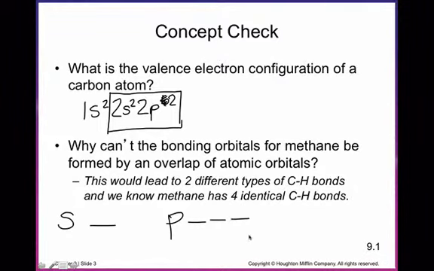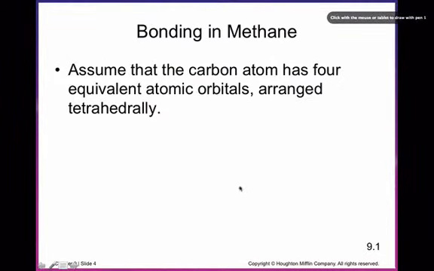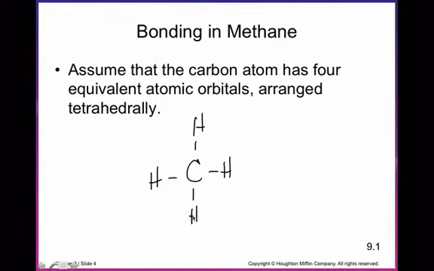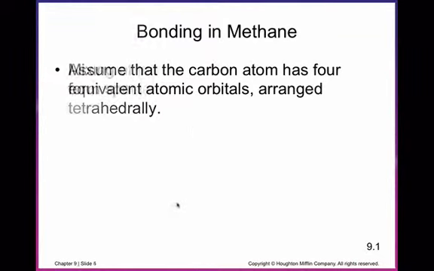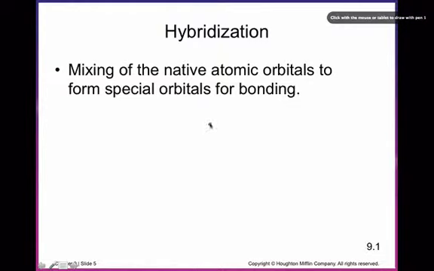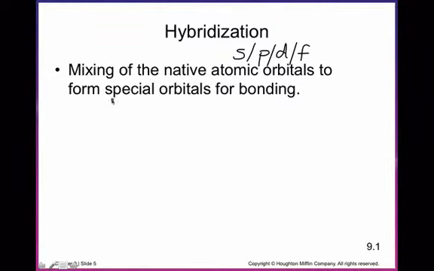So what we're going to talk about today is called hybridization. So assume that the carbon atom has 4 equivalent atomic orbitals arranged tetrahedrally. And that's what we already talked about. You'd have your carbon in the middle with your 4 hydrogens off. And we assume that each of those single bonds to each of those hydrogens is exactly identical. It says then that the mixing of the native atomic orbitals, and by atomic orbitals we mean the s, the p, the d, and the f, they mix together and they form special orbitals for bonding. That's the hybridization that we're going to talk about today.